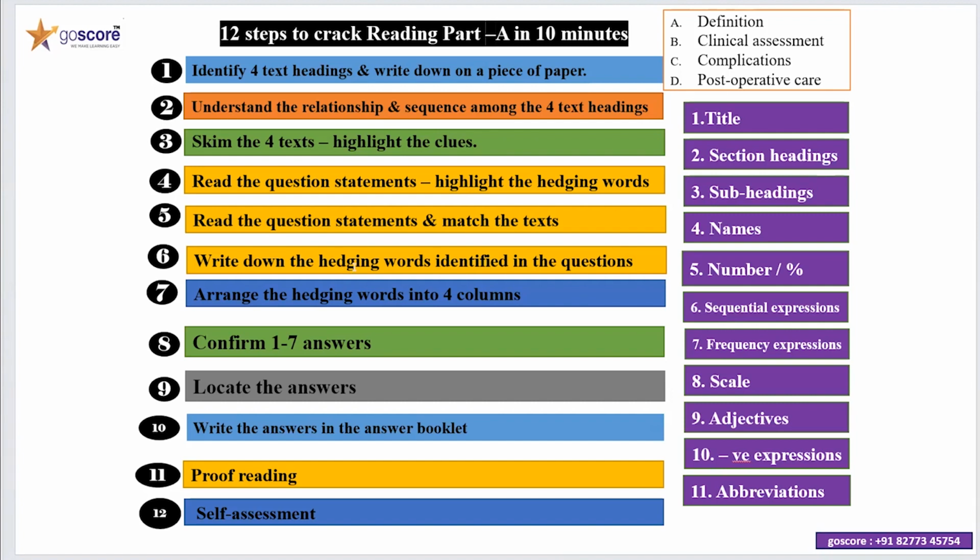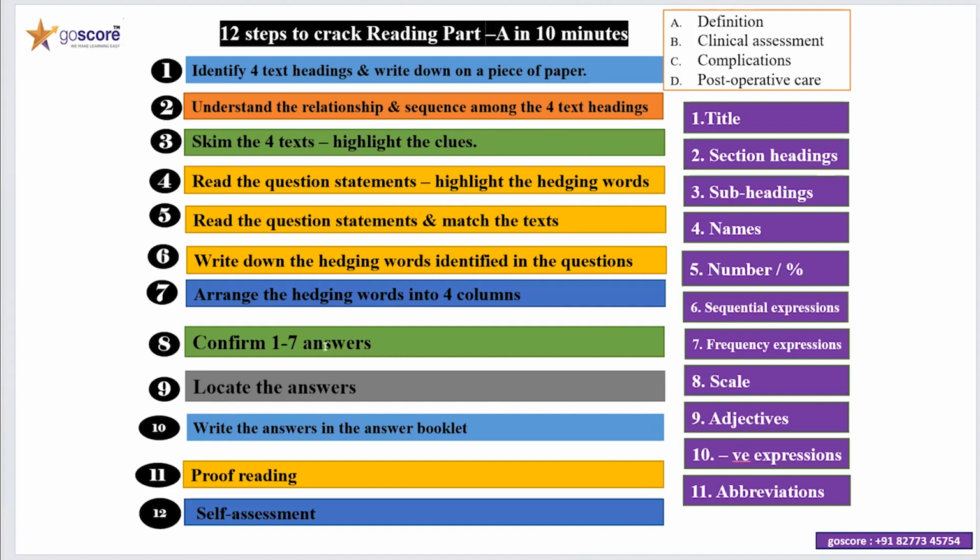You can just write on a piece of paper. Then you have to identify which text it is. You can just draw four columns, A, B, C, and D. Then mark from which text or paragraph the particular word is from. Then arrange the hedging words into four columns. Then after that, confirm one to seven answers.